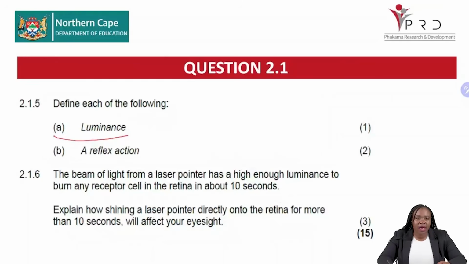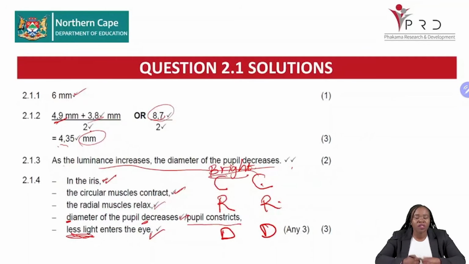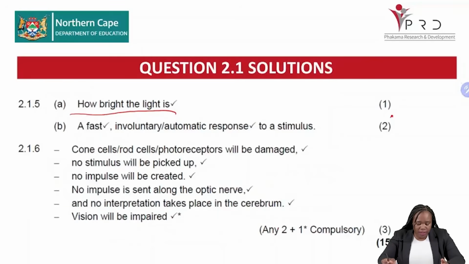And then 2.1.5b, reflex action, not a reflex arc. We know that when we're talking about reflex action, we're talking about quick automatic responses to a stimulus, right? So this is a response that is very fast to any stimulus in order to protect the body from being harmed. It is a quick, involuntary, automatic response to a stimulus. You do not volunteer to respond in this case.